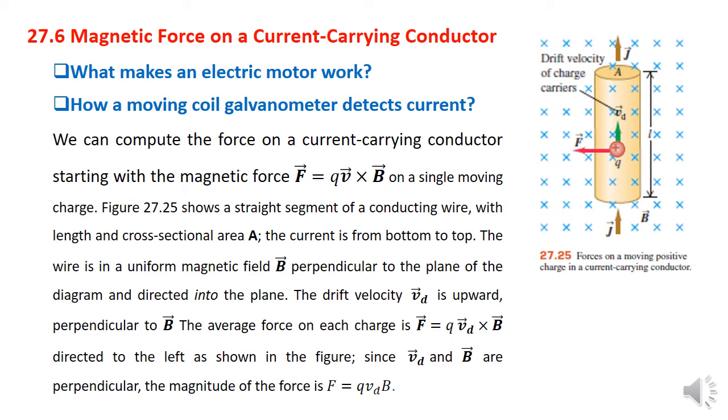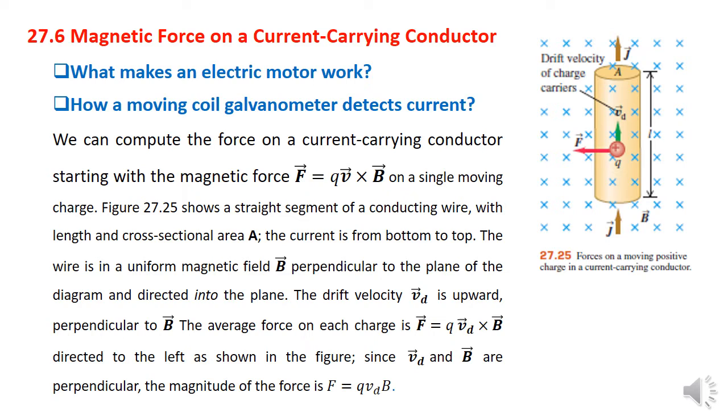Hello students, in today's lecture we are going to discuss the magnetic force on a current carrying conductor. As we know, an electric motor has many charges and does work. So what makes an electric motor work, and similarly how does a moving coil galvanometer detect current? From this topic we will explain how an electric motor works and how a moving coil galvanometer detects currents.